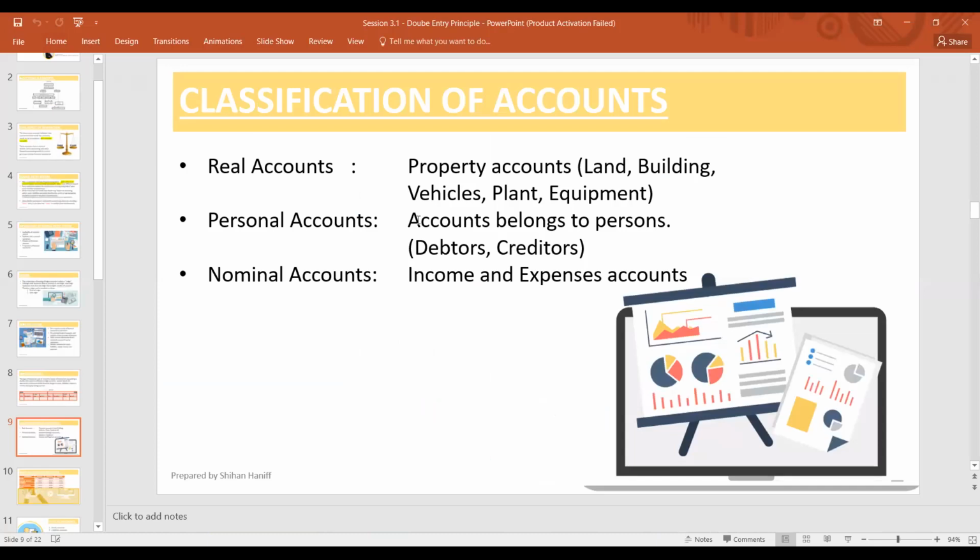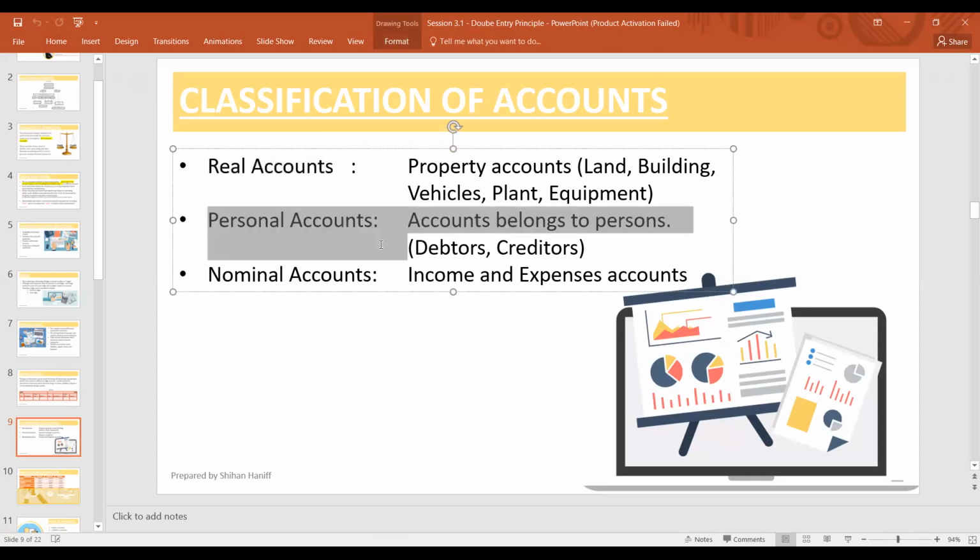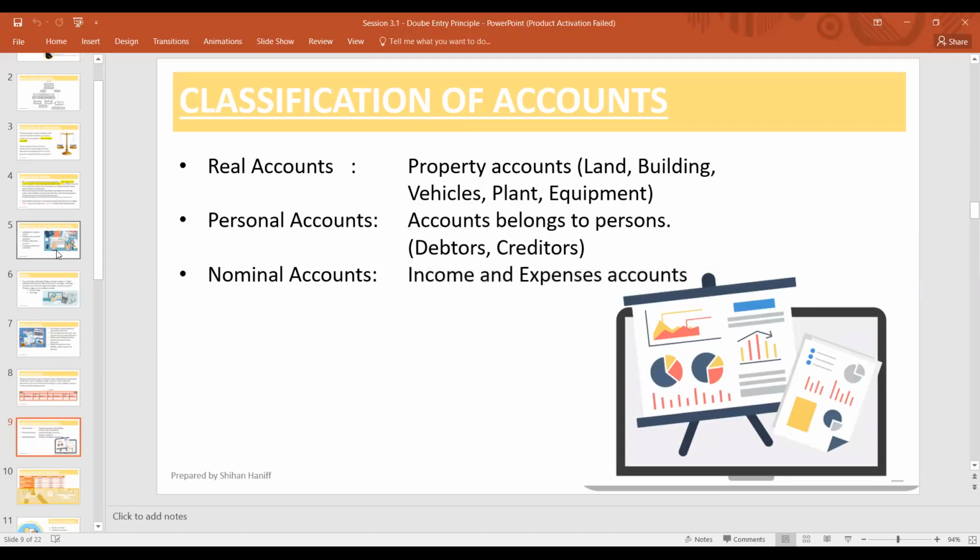So there are 3 types of accounts. We call them real accounts, personal accounts, and nominal accounts. Real accounts means the property accounts: land, building, vehicles, equipment, the properties. Personal accounts means accounts belonging to people, debtors and creditors. Nominal accounts means income and expenses.